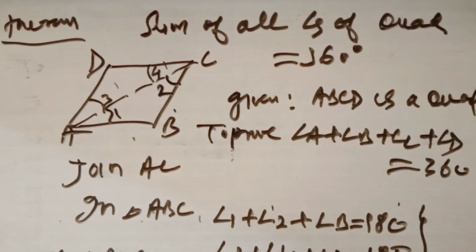So these are some basics for the quadrilaterals, and we have done one property, that the sum of all angles of a quadrilateral is equal to 360. And we'll start with the exercise in the next lecture.